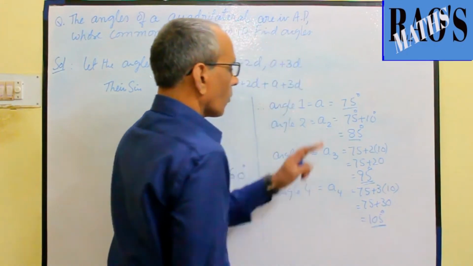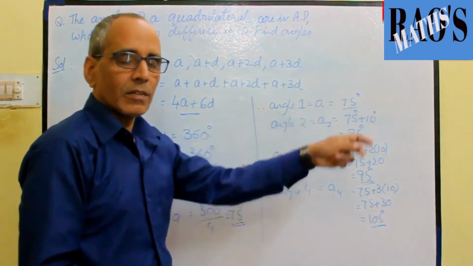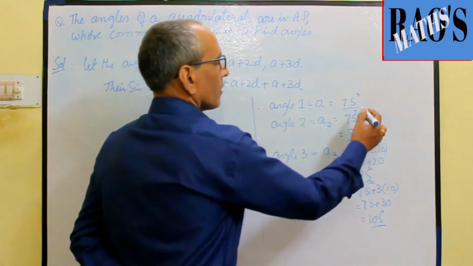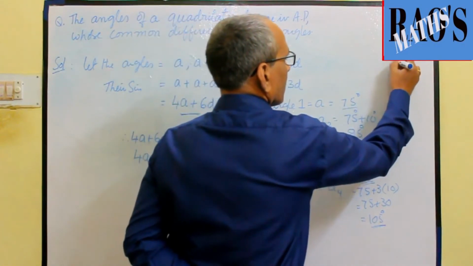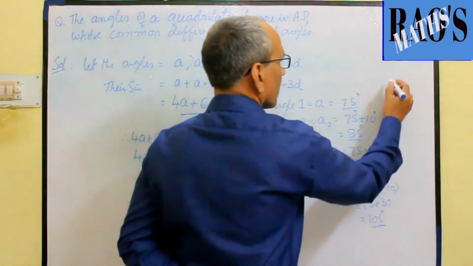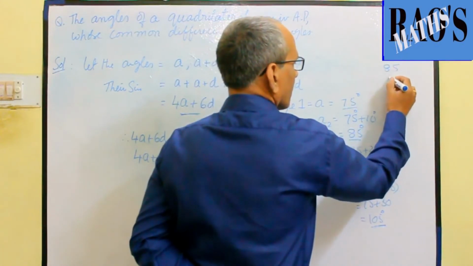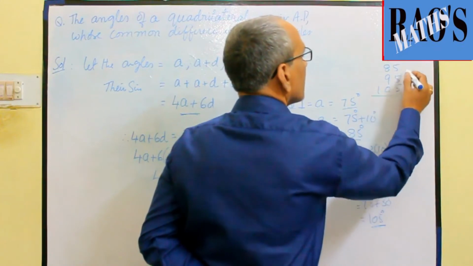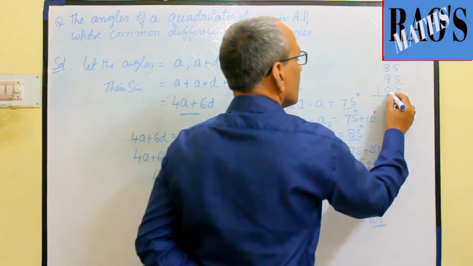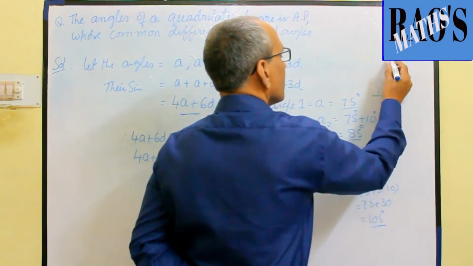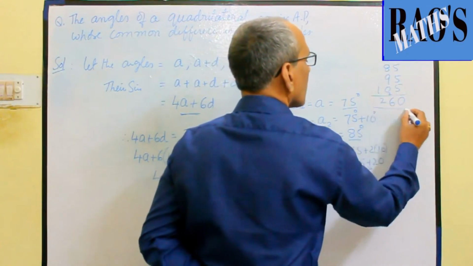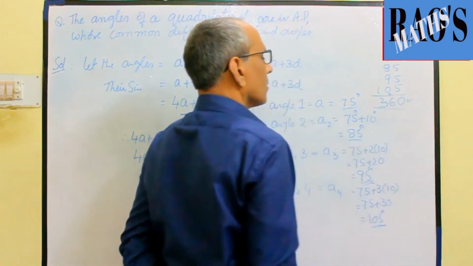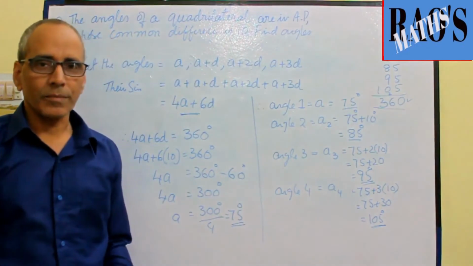So we got all the four angles. Let's check whether the sum is 360 or not. First angle 75 degrees, second 85, 95, 105. 5 and 5 are 10, 10 and 5 are 15, 15 and 5 are 20... we got the sum of the four angles as 360.